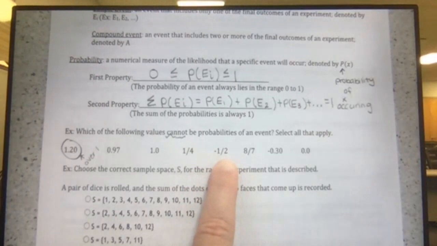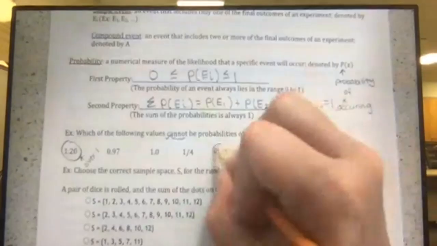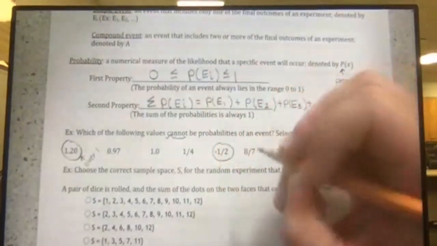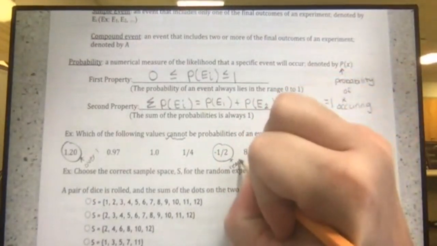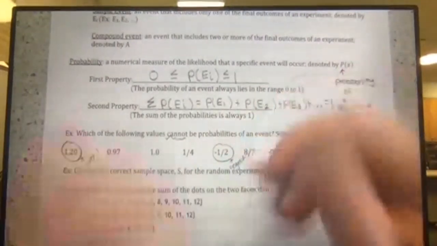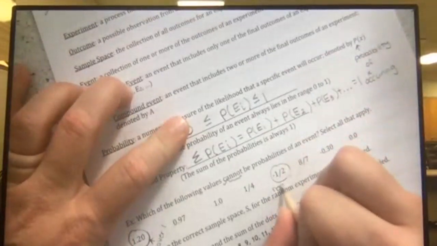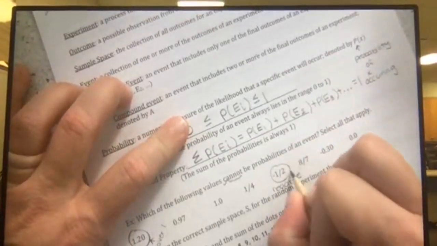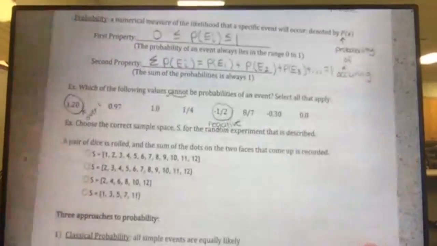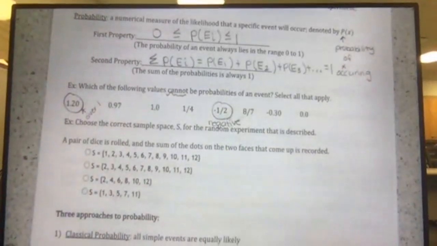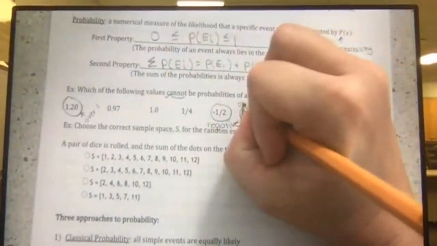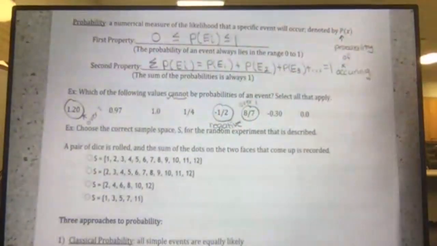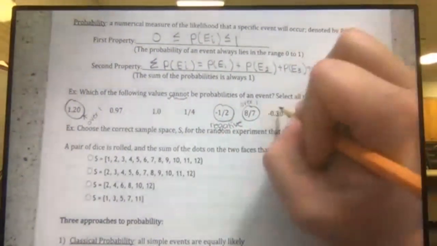Negative 1/2. No, I can't have a negative. So negative 1/2 is not an option. Eight over 7. Bigger than 1, so no. Negative 0.30. Nope, can't be negative.